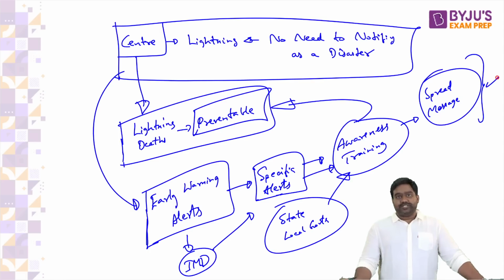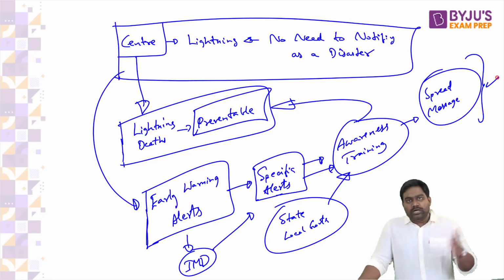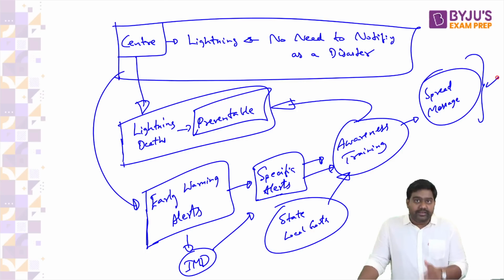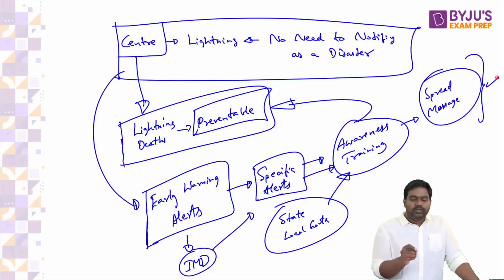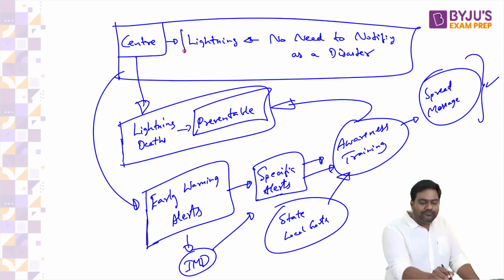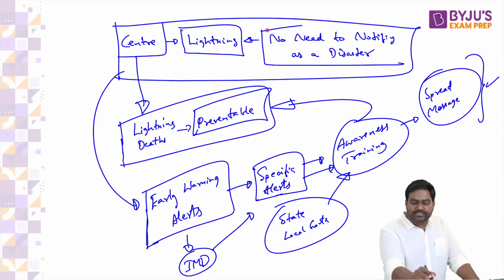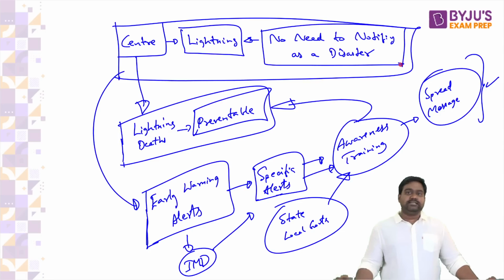The panchayats, right? They can make announcements, or they can ensure that they spread the message through pamphlets, through door-to-door announcements, and ensure that people are aware, they're trained, and they don't step out and take unnecessary risks during a lightning alert. So center has argued that there is no need to notify lightning as a disaster. So it's not a notified disaster in India.